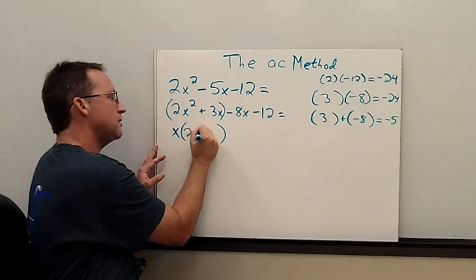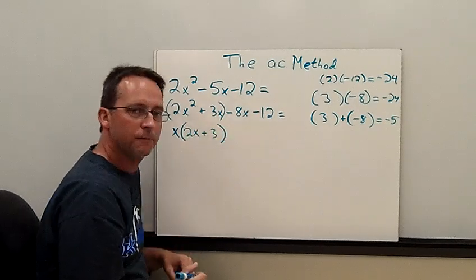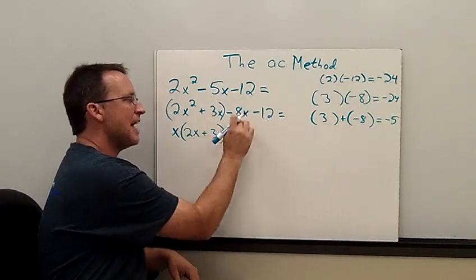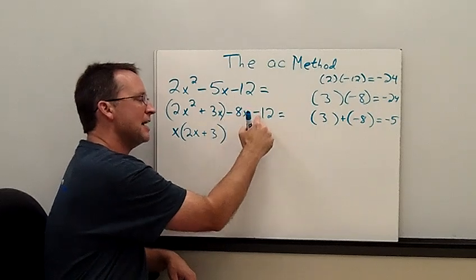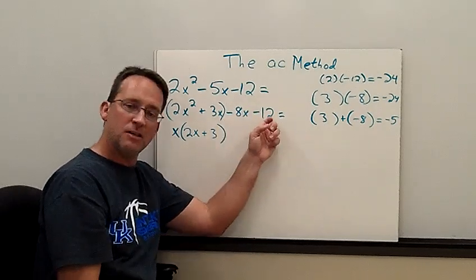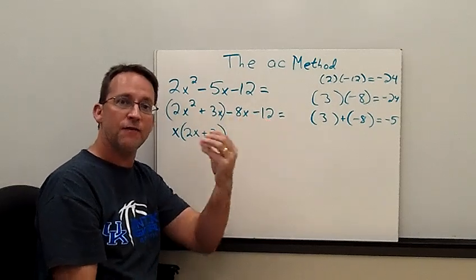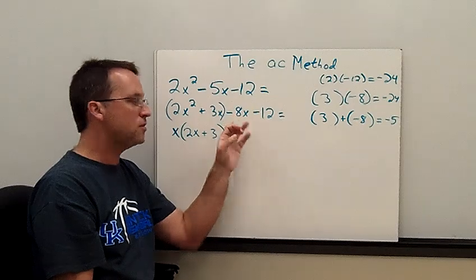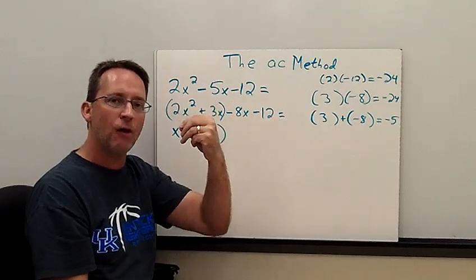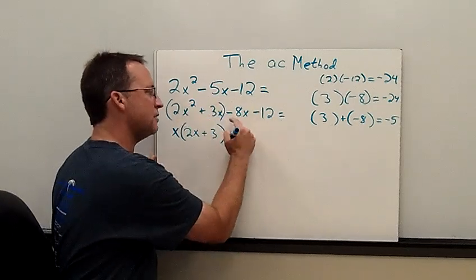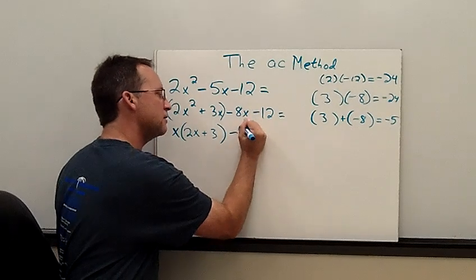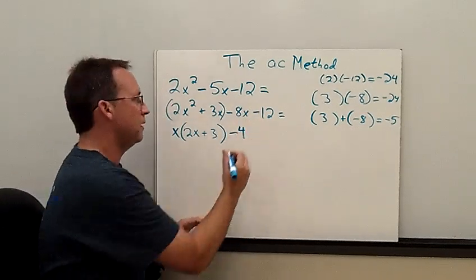That's going to leave me with a 2x here and a plus 3 here. Now I'm going to look at these last two terms, this minus 8x and this minus 12. You can see there's a 4 that's common to both of those. There's also a negative sign. And if you've got a negative sign on this term, you want to factor that negative out. So I'm going to factor out not just the 4, but a minus 4, a negative 4 out there.